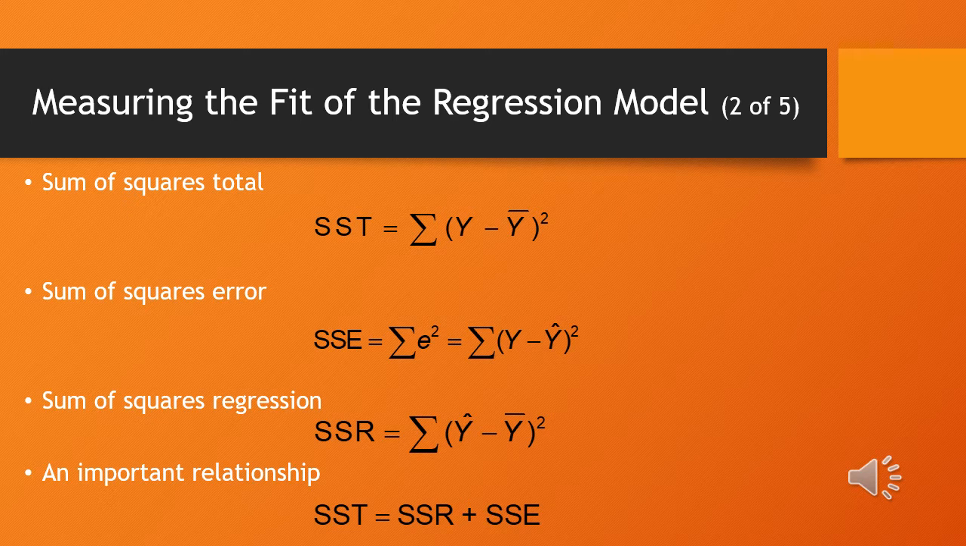So moving on, the sum of squares regression equation is SSR equals the sum of (y hat minus y bar) squared. And also I've listed on this slide an important relationship, which is SST equals SSR plus SSE.